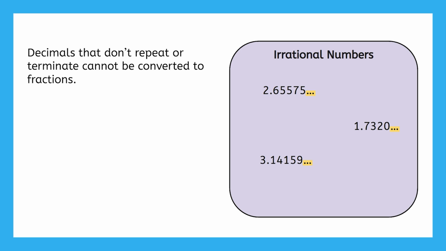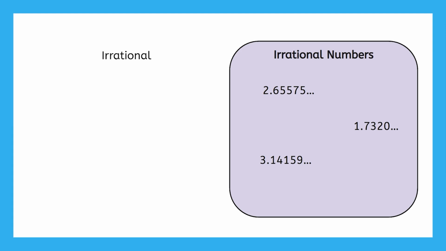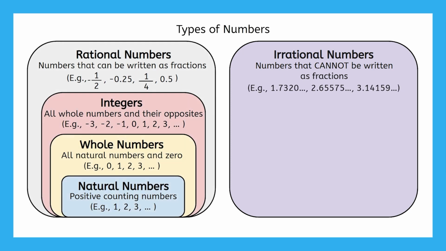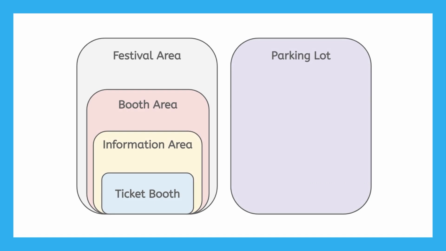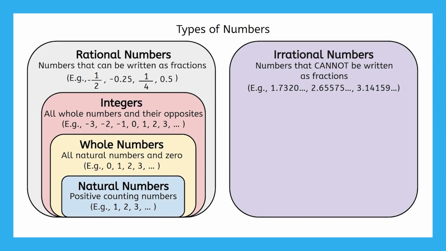So, why are these non-terminating decimals considered irrational? Let's break down the word irrational. The prefix ir means not. So, irrational means not rational. Makes sense. If irrational numbers are not rational, they cannot be written as fractions. Irrational numbers are a totally separate category from rational numbers. This is just like in our map where the parking lot was a totally separate area from the festival area. We'll learn more about irrational numbers later on in this course.